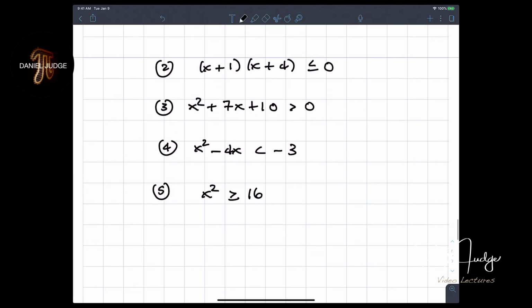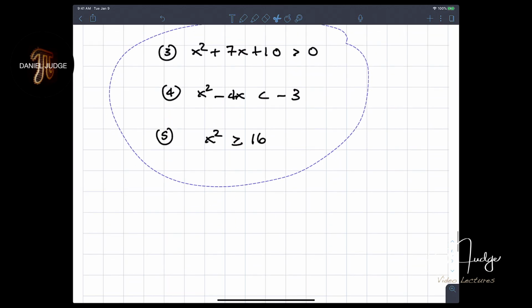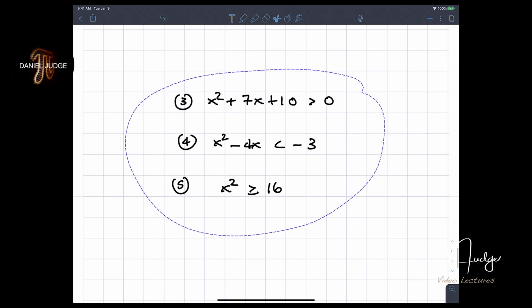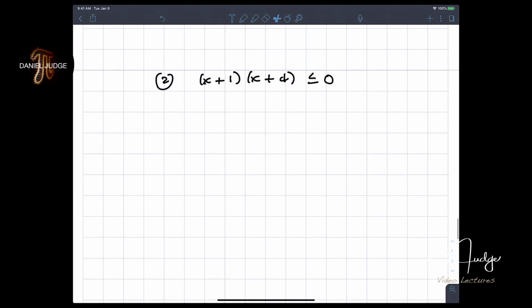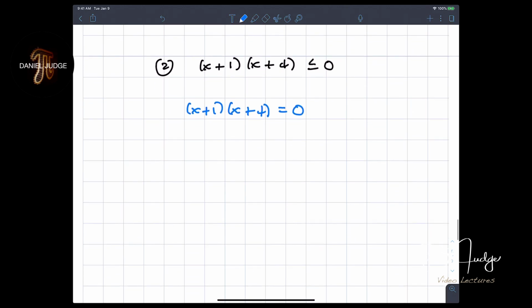So let's try the second one. It's done exactly the same way. You just have to move some things out of the way. Okay, let's move it there. Now remember, you always start the process. You solve the equality. So you have x plus 1, x plus 4, and that will equal 0. This is the equality version.